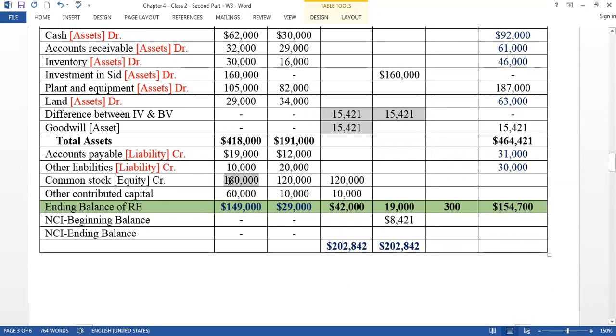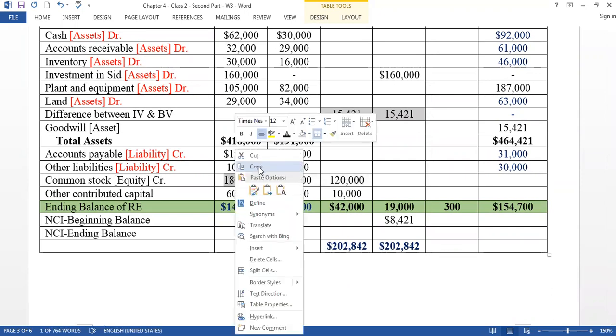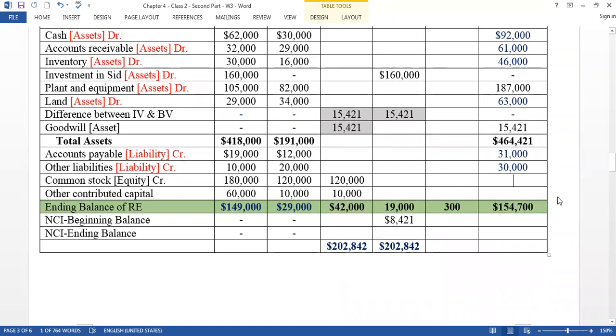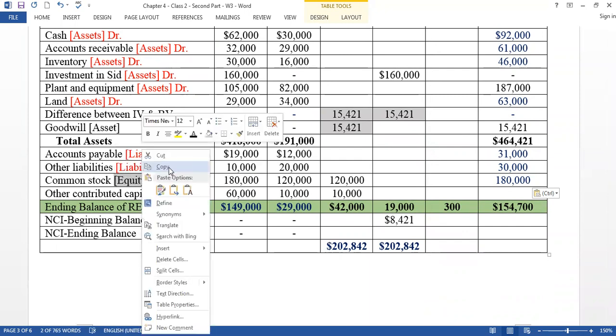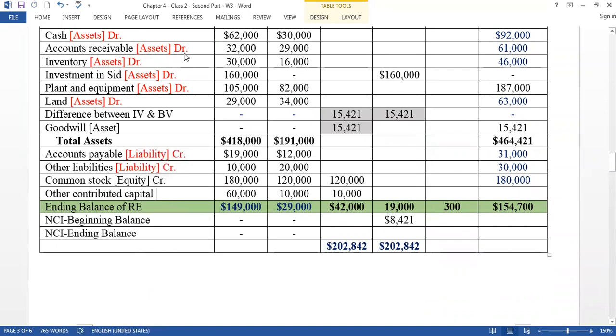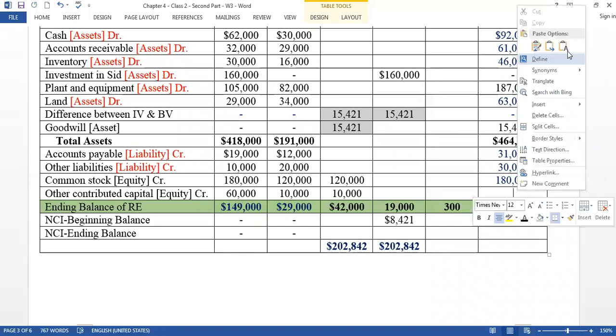So we only have the parent company's common stock, because the subsidiary company's equity account is going to be eliminated. Same for other contributed capital, it is a part of the equity, right? And these 2 are going to be eliminated because additional paid-in capital credit and additional paid-in capital debit is 0. Who will survive? The parent company's additional capital survives.